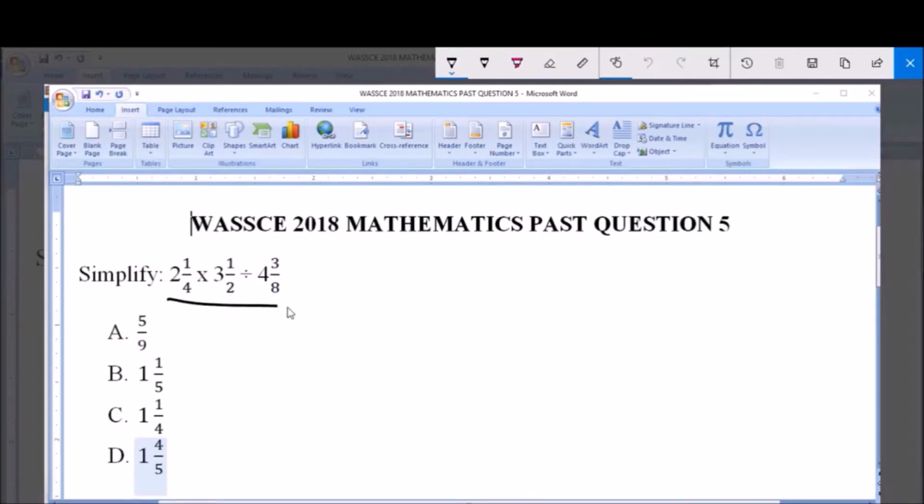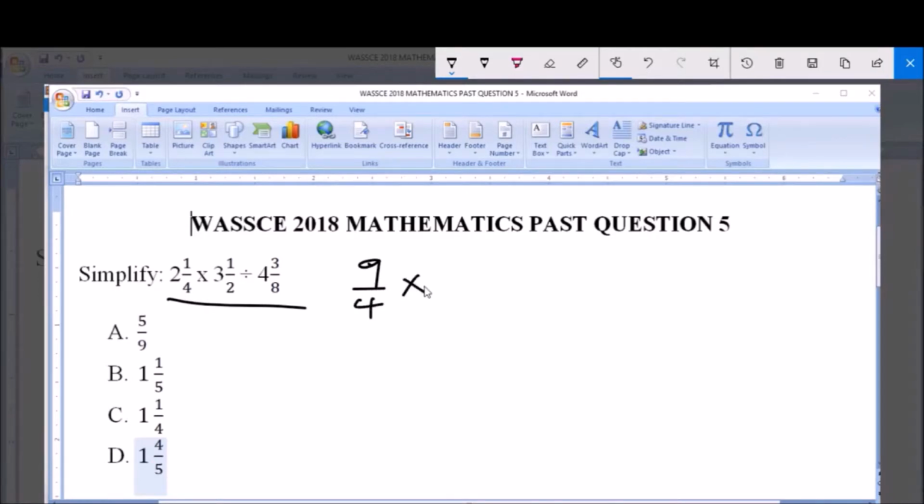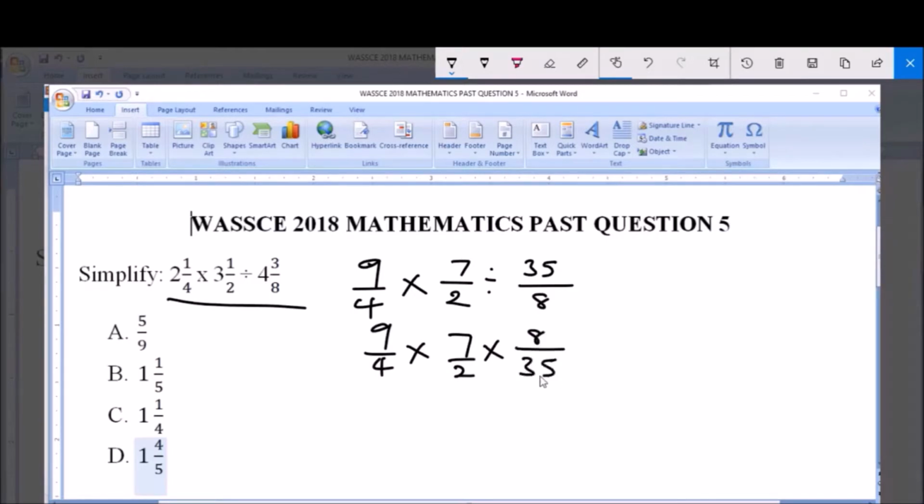Now we're given these fractions and we're asked to simplify. Since these fractions are mixed numbers, we convert each of them to an improper fraction. For 2 whole number 1 over 4, we say 2 times 4 gives us 8, plus 1, that will be 9 all over 4, multiplied by 3 whole number 1 over 2, which is 3 times 2, 6, plus 1, 7, that will be 7 all over 2, divided by 4 times 8 gives us 32, plus 3, 35, so 35 over 8. Now from here we say 9 over 4 multiplied by 7 over 2 multiplied by 8 all over 35.